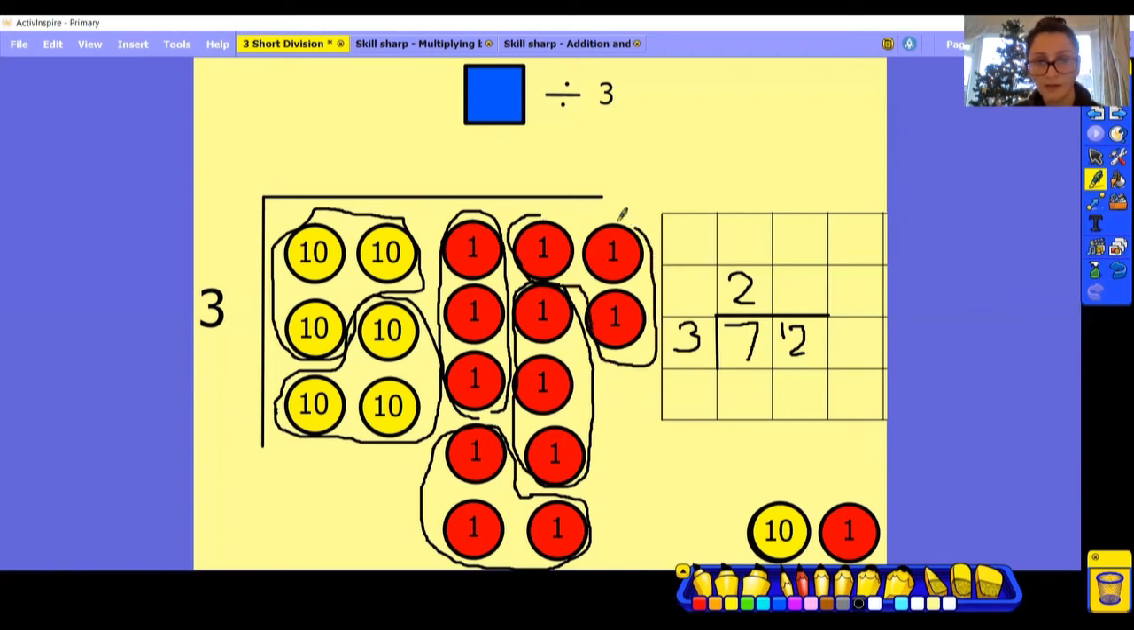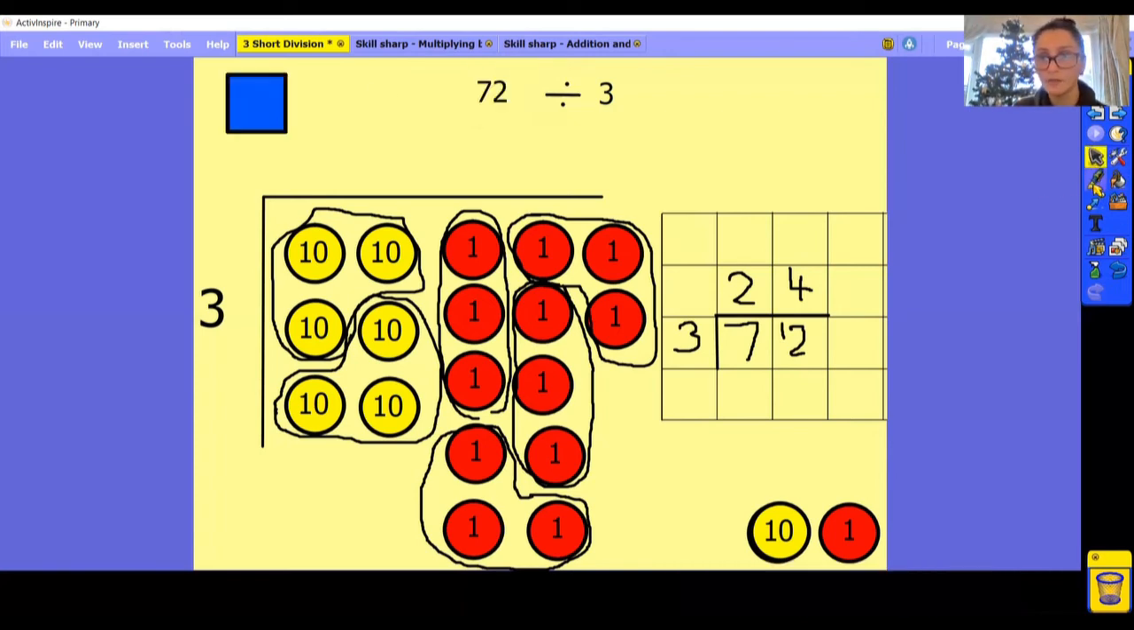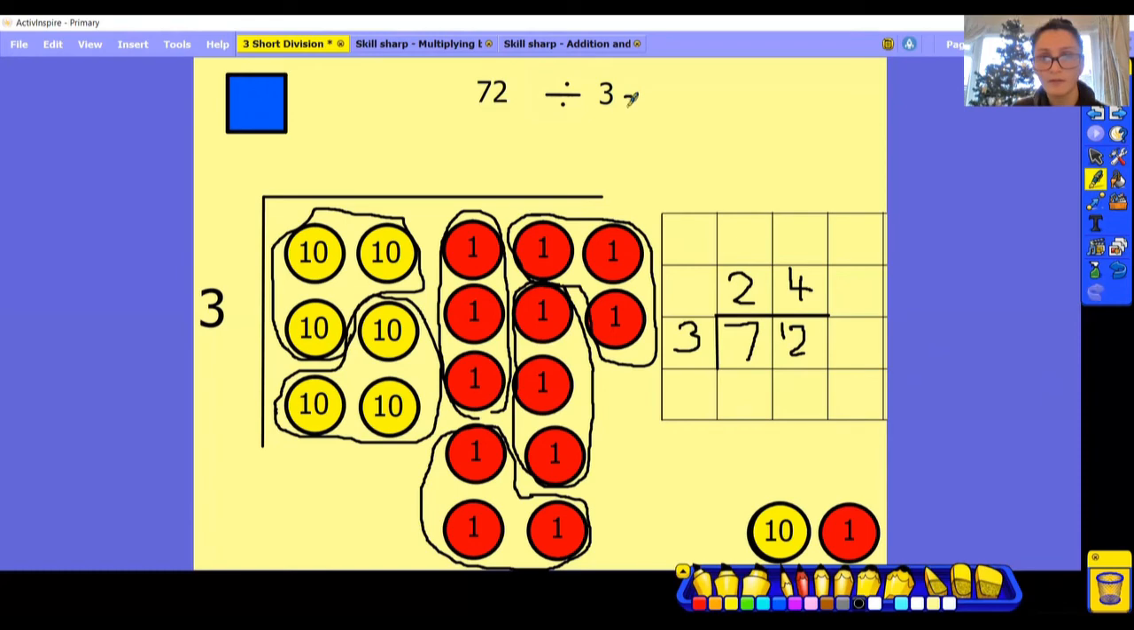So now we're going to see how many groups of this 12 I can have. 1, 2, 3, 4. And if you knew 12 divided by 3, if you know your 3 times table, so 3, 6, 9, 12, which equals 4. So 72 divided by 3 equals 24.